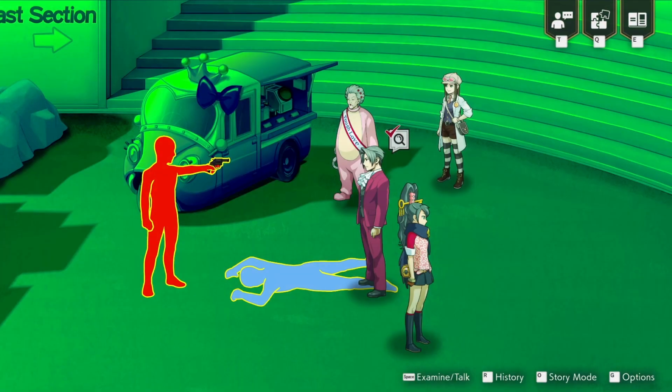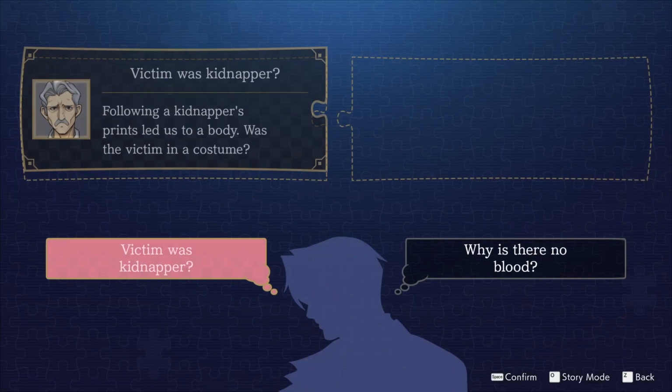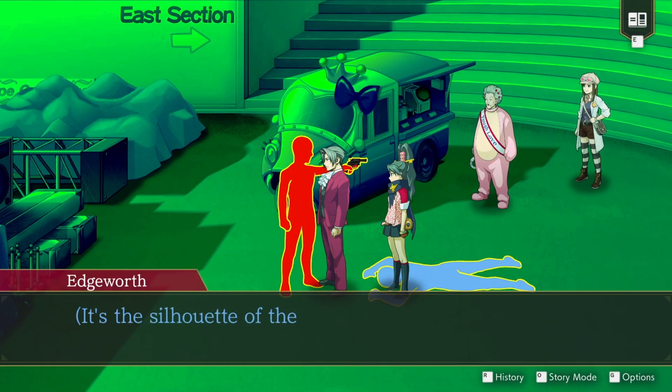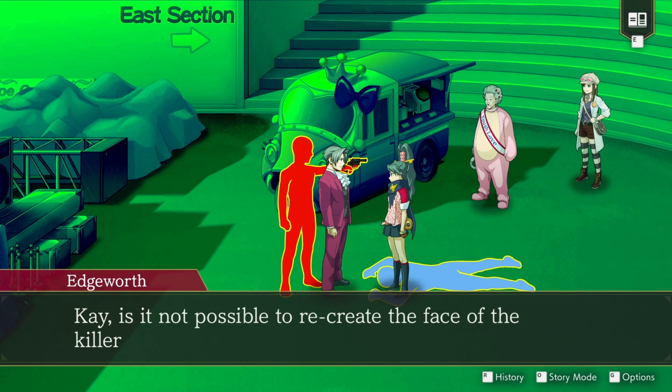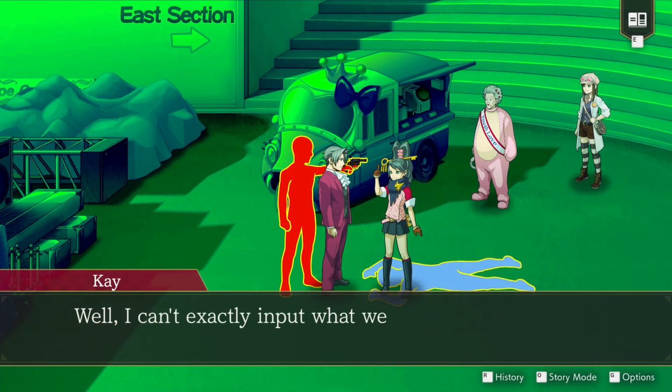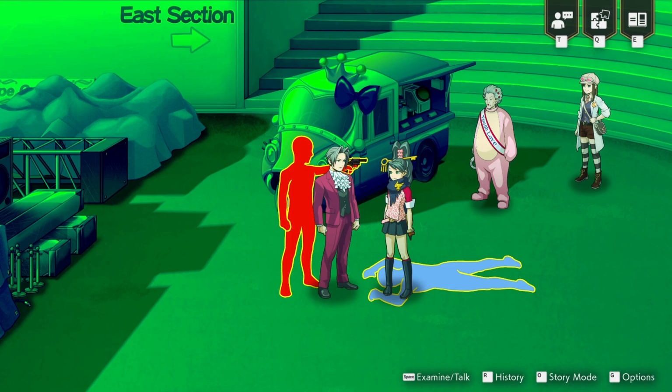Okay, so what do we have under Q right now? Victim was kidnapped, and why is there no blood? It's the silhouette of the killer with his gun at the ready. Is it not possible to recreate the face of the killer? Well, I can't exactly input what we don't know into Little Thief. She has a point.